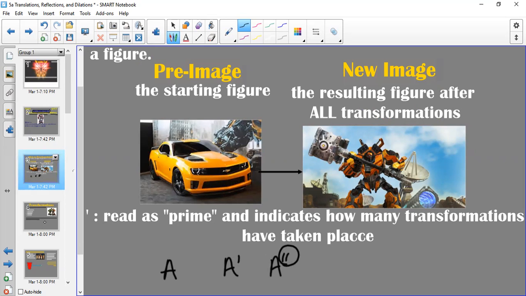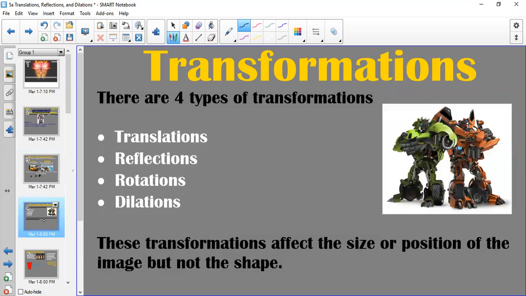And if you remember, there are actually 4 types of transformations that we're going to talk about. So translations, reflections, rotations, and dilations. I'm going to talk about rotations tomorrow. I am going to talk about the other 3 today. Rotations is a little bit tougher, so we're going to spend more time on that one.